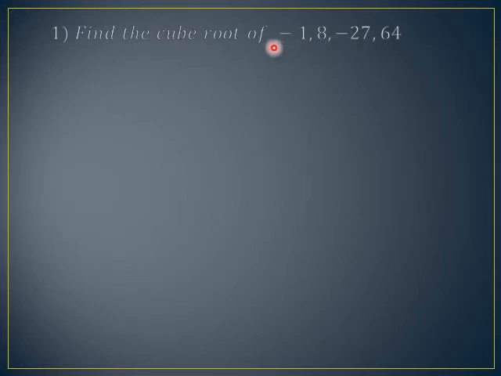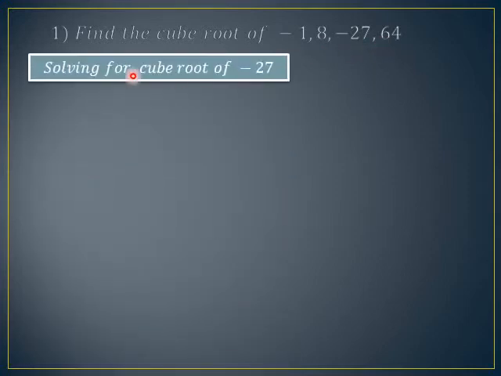Question number 1 states, find the cube root of minus 1, 8, minus 27 and 64. In the previous lecture we found the cube roots of minus 8 and minus 1 and 8. In this lecture we will find the cube roots of minus 27 and 64. So first of all, solving for the cube root of minus 27.